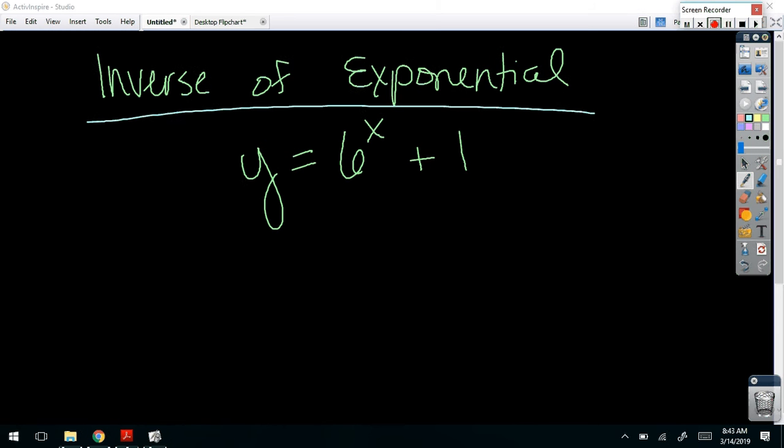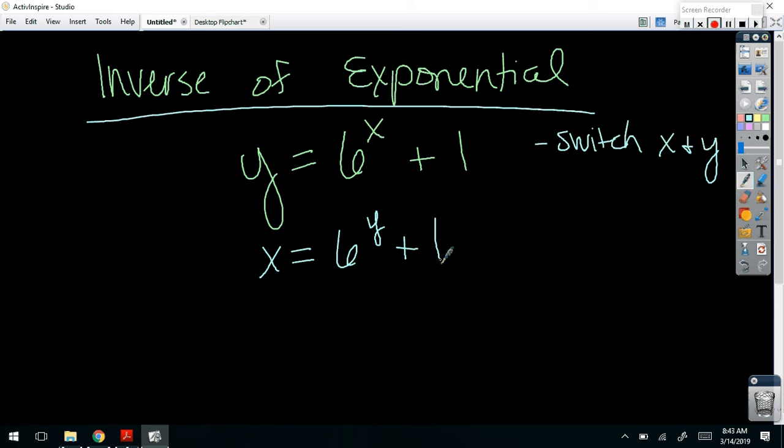So we're going to start out doing the same thing that we did before, and that is switch x and y, right? So now x equals 6 to the y plus 1. I don't know how to solve that for y, do you? I do know, but you don't. I'm fixing to show you.